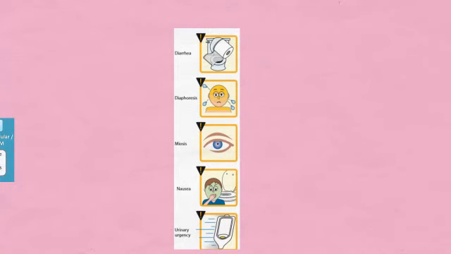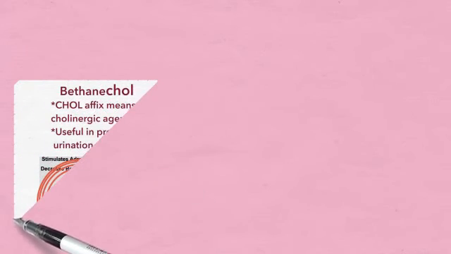And now these are some of the adverse effects observed from administration of cholinergic agonists, that is diarrhea, diaphoresis, miosis, nausea and urinary urgency. So now starting with cholinergic agonist drugs, first of all we are going to discuss bethanechol.